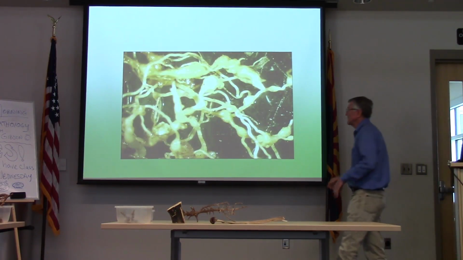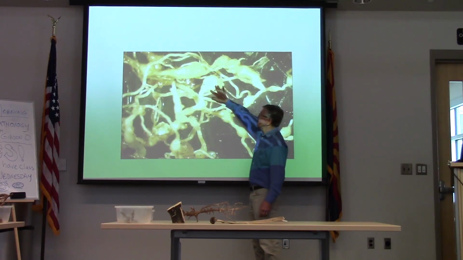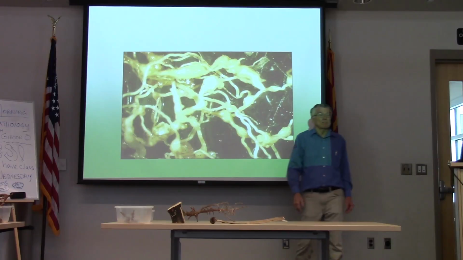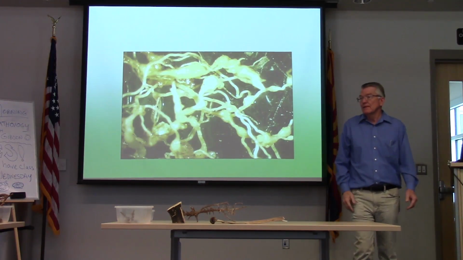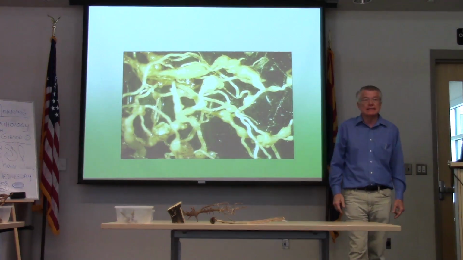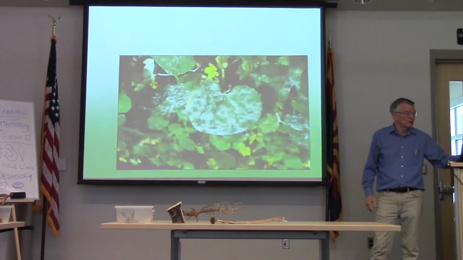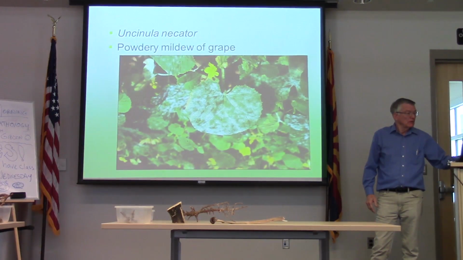Here's a close look at these knots on the roots. And again, you cut through those and put them under a microscope, and you can actually see the nematodes. They're fascinating animals. But they can be devastating to plants. Root knot nematode galls. Here we have powdery mildew, again on cantaloupe. I don't know why we got grape on there, I need to fix that. But this is a cantaloupe leaf, powdery mildew.